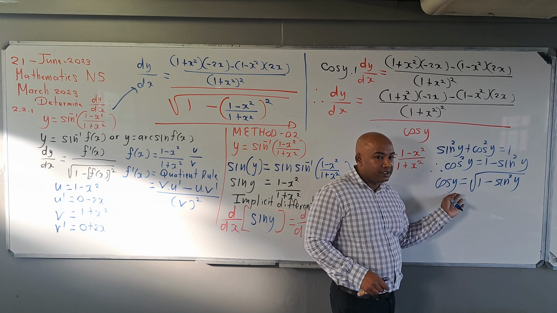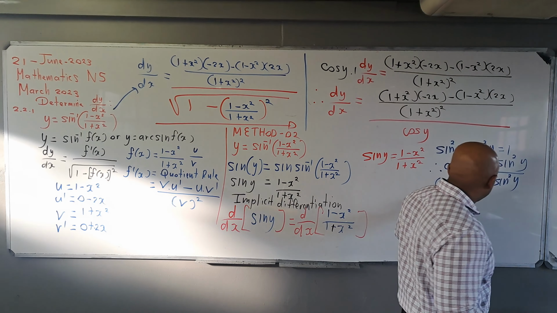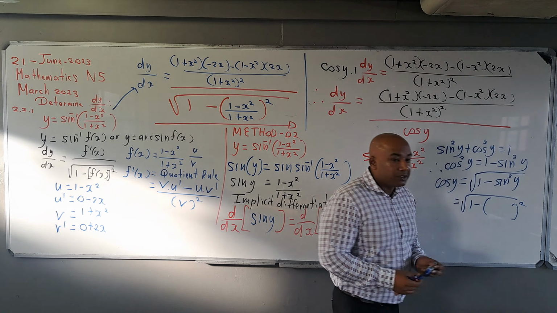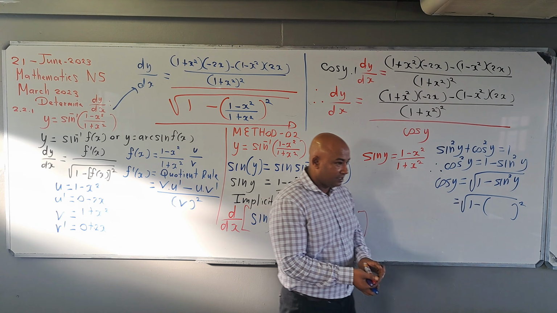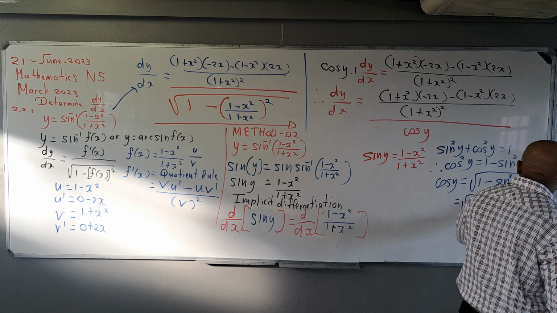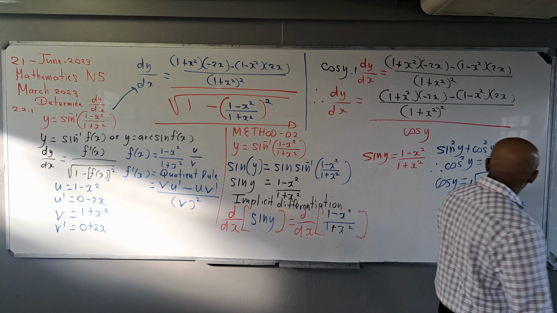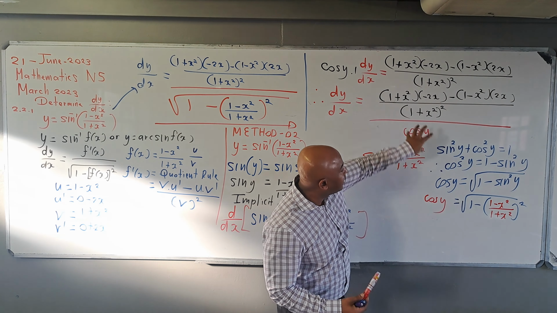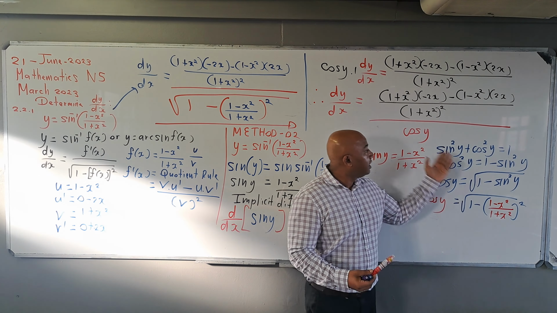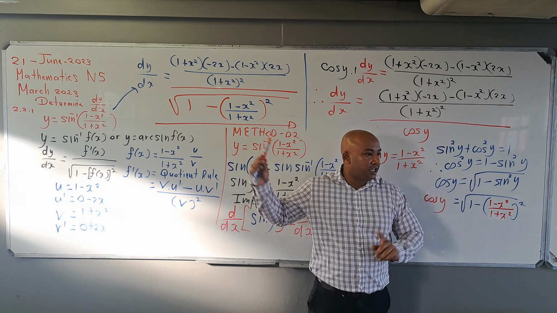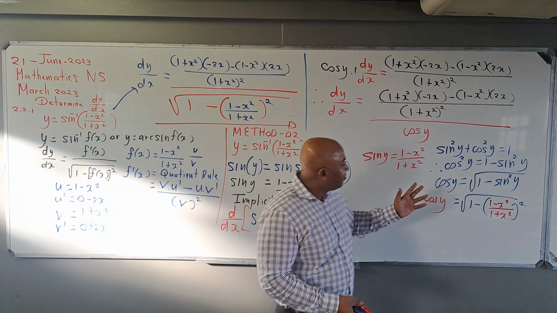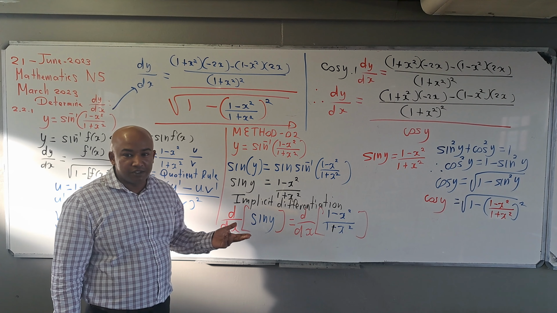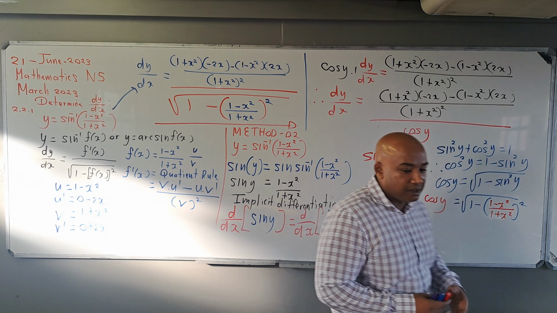Now I'm sure you can see what will happen. Cos y is equal to the square root of 1 minus sin squared y. But what is sin y? Sin y is 1 minus x squared all over 1 plus x squared. And there is your cos y. So if you wanted to, now you can go and replace cos y with this, and then you can see it's a perfect match now. Can you see that? So that's an example of differentiation of inverse trig functions. You can do both methods, it's up to you. It's your choice. Alright, then we'll deal with the next problem now.